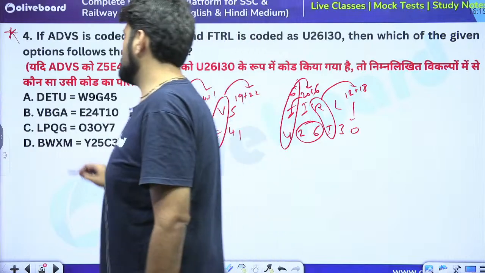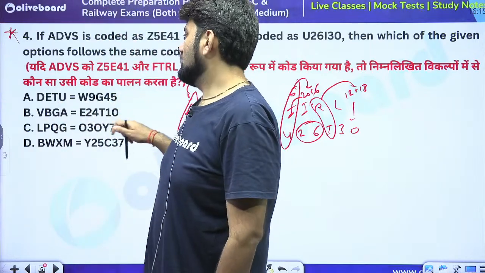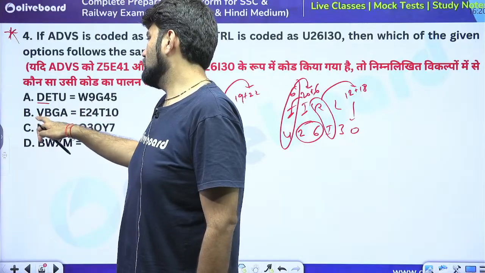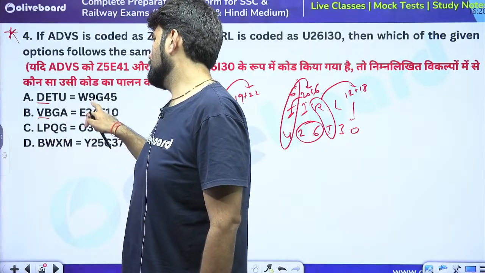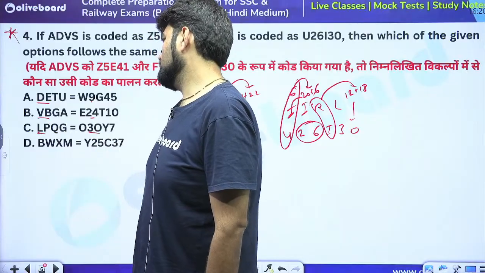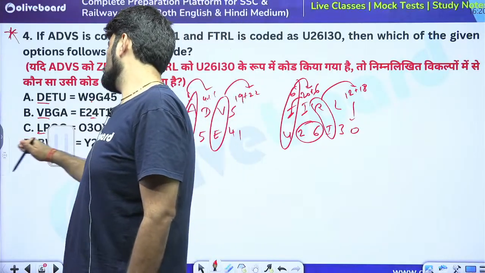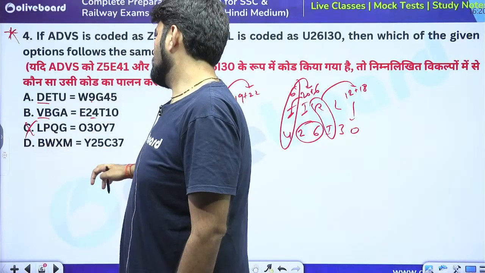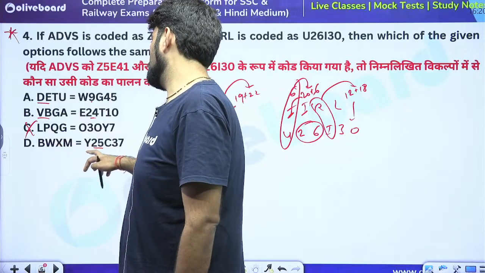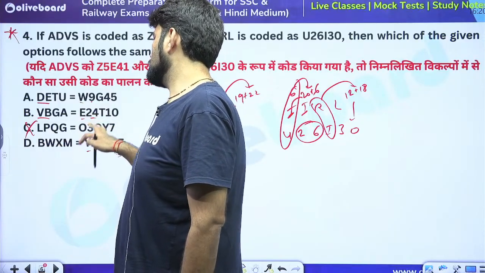So first letter is the reverse. Okay, everywhere it's valid. The next one is the code for first 2. 4 plus 5 is 9. 22 plus 2 is 24. 16 plus 12 is 30. Is it? No, it's not. So this is incorrect. And 23 plus 2 is 25. Okay. So 3 options we have now.